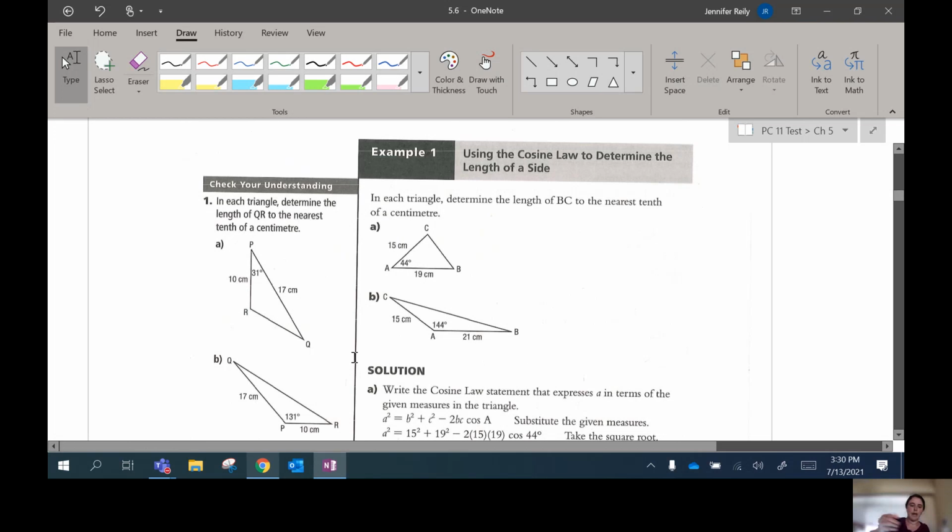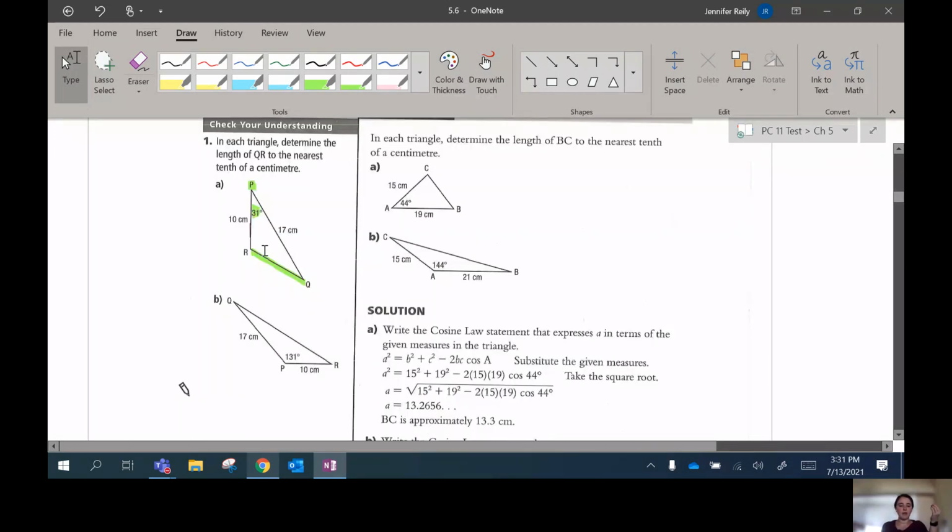Notice if I tried to use the sine law here, I couldn't, because I don't know any of the other angles, so I couldn't use any ratios between the angles and the sides. If I tried to use R, I don't have the angle here. If I tried to look at Q, I don't have the angle here. So I don't have any ratio between an angle and a side, so I can't use the sine law. This is where the cosine law can be useful.